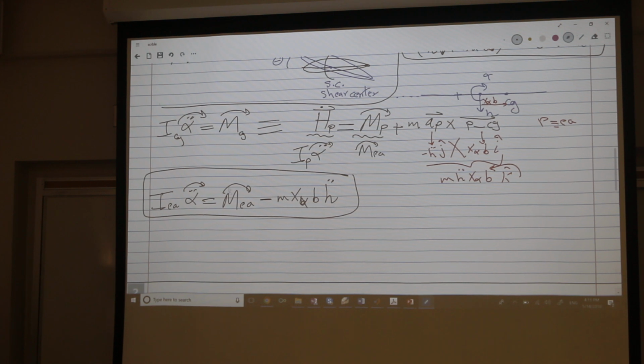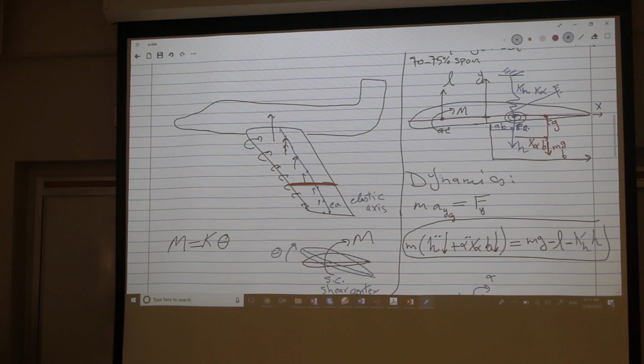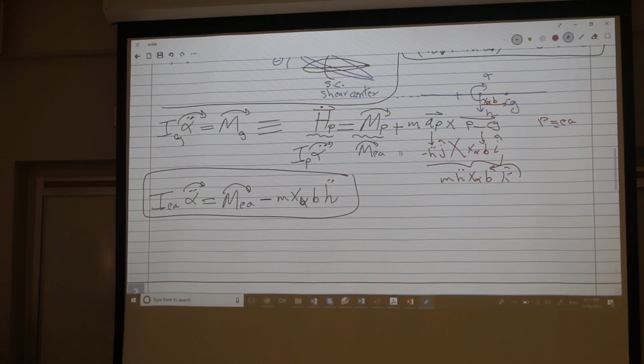Okay, we got this guy. This is the total moment at the elastic axis. We have several sources for it. Let's look at our picture. Again, we have three disciplines, right? So we have here aerodynamics, and we have, what else?